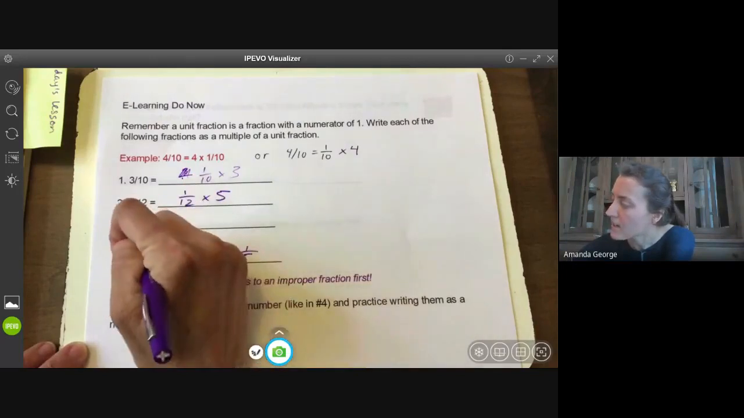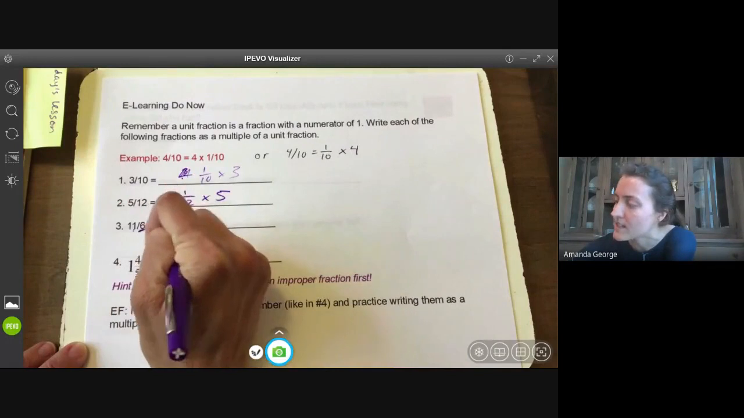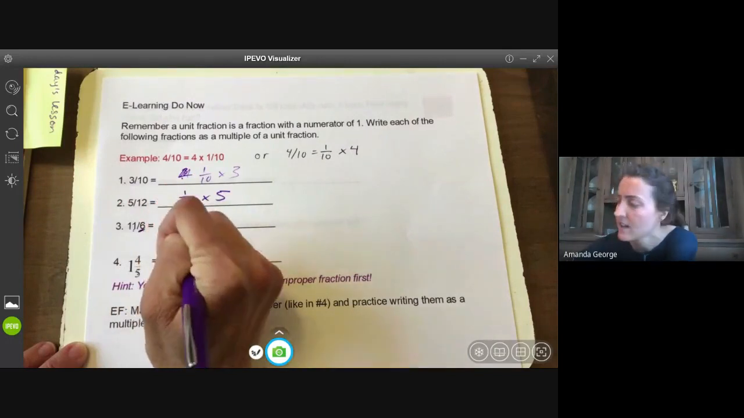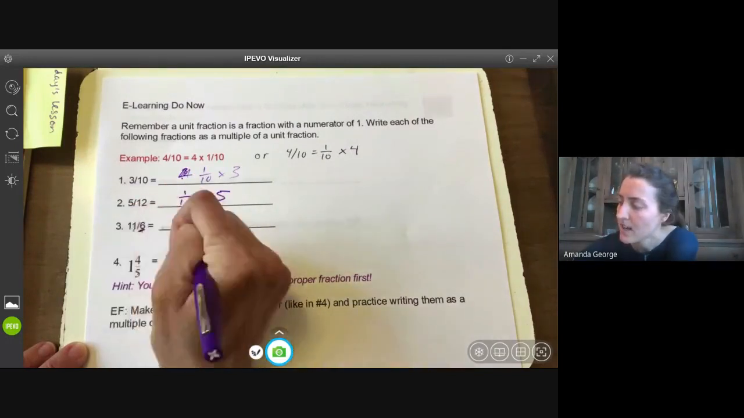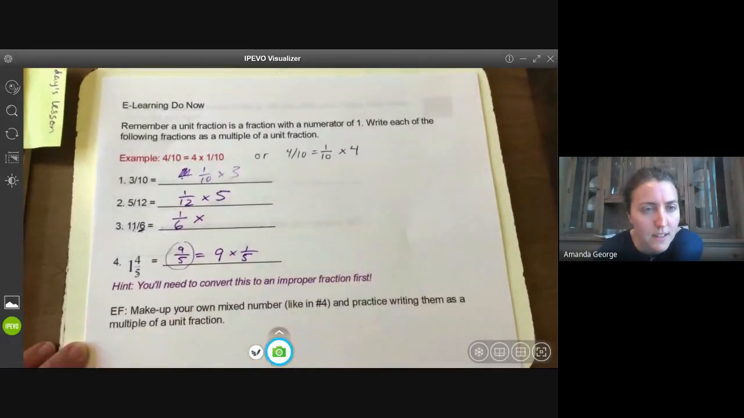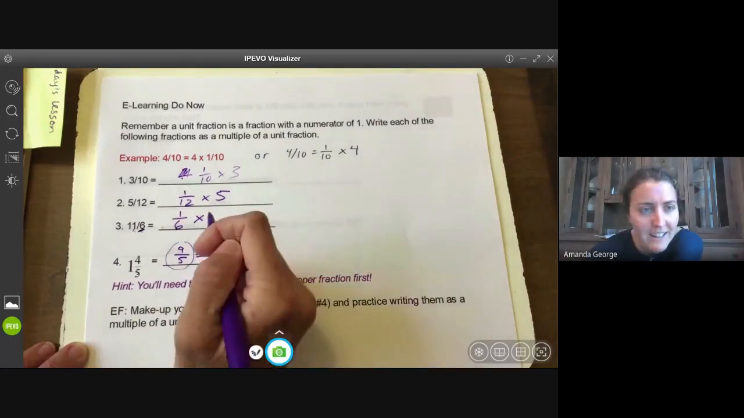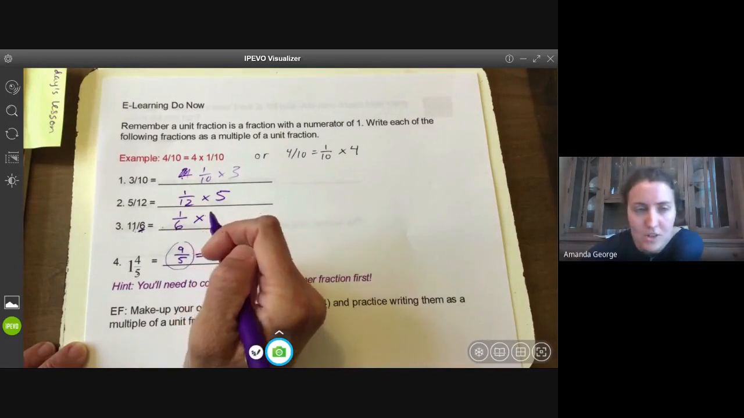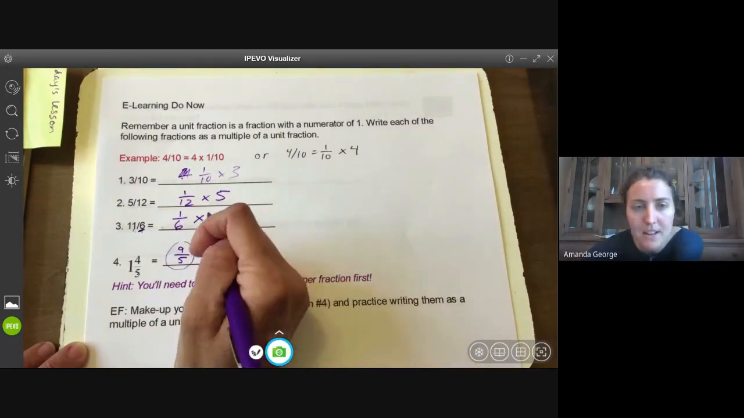So this one, the denominator was 6, right? So we'll use 1/6. Sorry, we jumped back to number 3. And then 1/6 times what whole number will get you to 11/6? You're doing a great job on an iPad. I know that's a little trickier. Oh, she's coming back. Help us out, Claire.